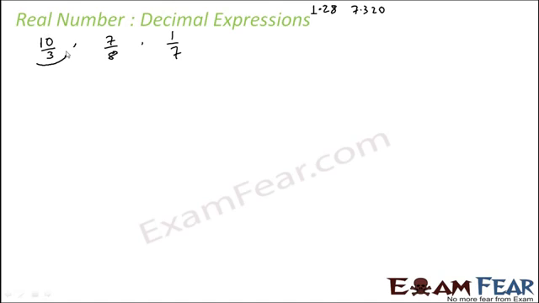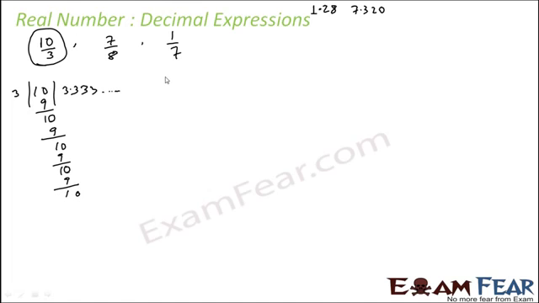So let's divide the first one, 10 by 3. If you divide, you get 3, remainder 1. You can't divide 1 by 3, so you put a point and a 0, and you get 9 again and 10 again. The list continues, and there is no final end to this. So 10 by 3 is 3.3333 and the list continues.